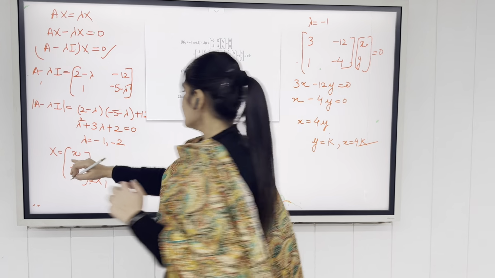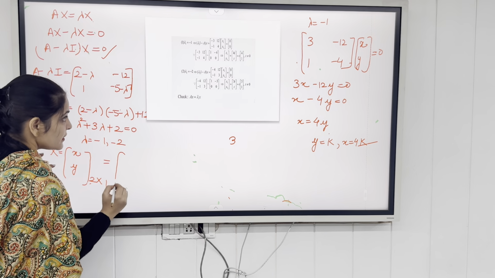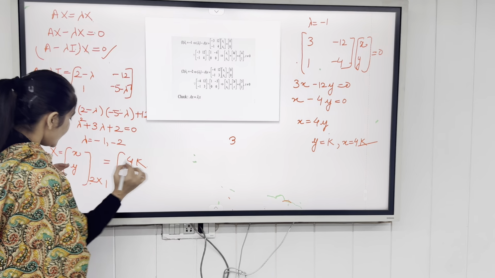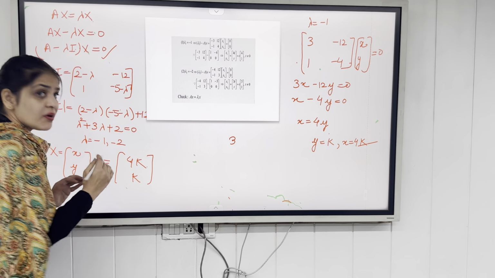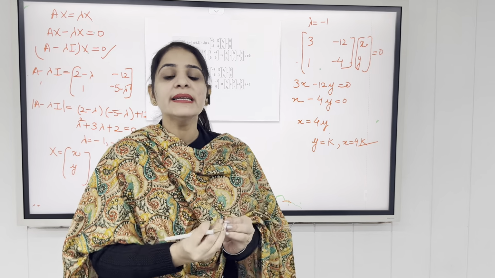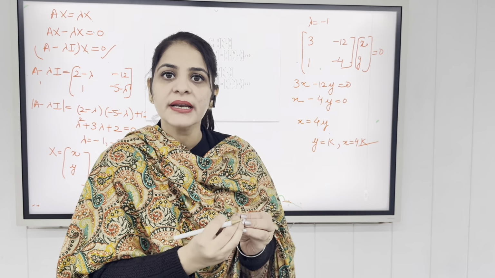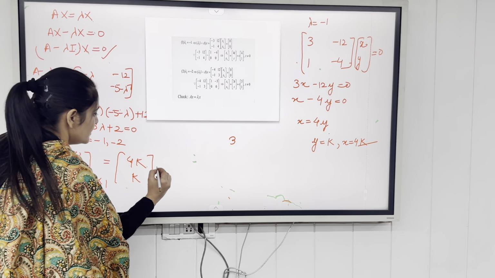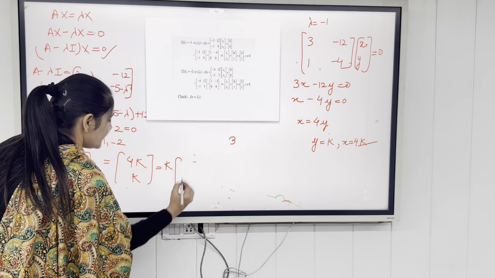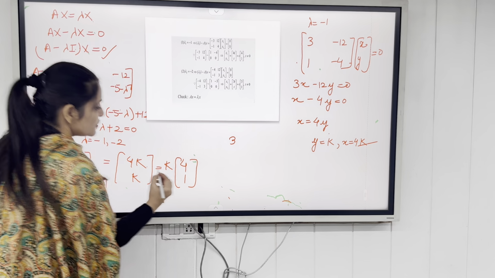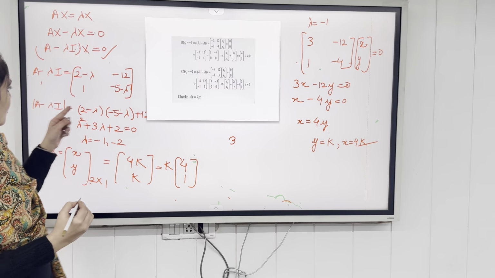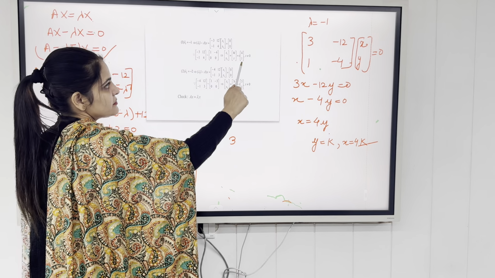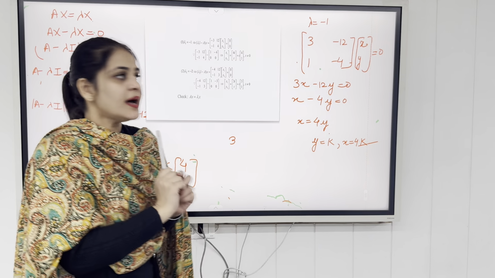Replace the values here: x is 4k and y is k. The eigenvectors are always linearly independent corresponding to distinct eigenvalues. So we take k as common from here, and we are left with 4 and 1. So [4, 1] is the eigenvector corresponding to λ = −1.